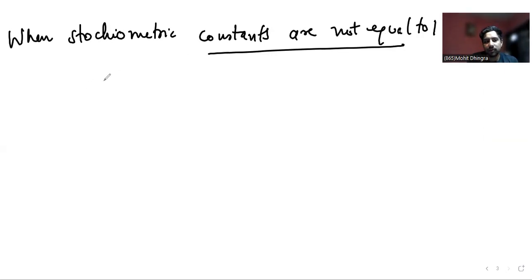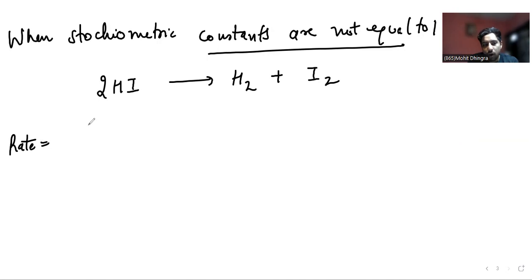Let's suppose I have this example, 2HI giving rise to H2 plus I2. Now I have a question: how will I write the rate in this case? It is equal to, for this 2, which is the stoichiometric constant, we will write it as 1 by 2 delta HI upon delta T. This 2, which is the stoichiometric constant, is written in the denominator.